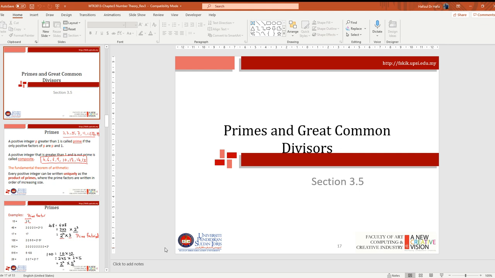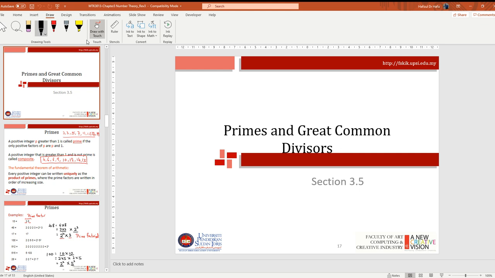We continue our lesson today with the prime and greatest common divisor, or GCD. First of all, what is a prime number? A prime number is a natural number that is greater than 1. It is not the product of two smaller natural numbers. A natural number greater than 1 that is not a prime number is called a composite number.